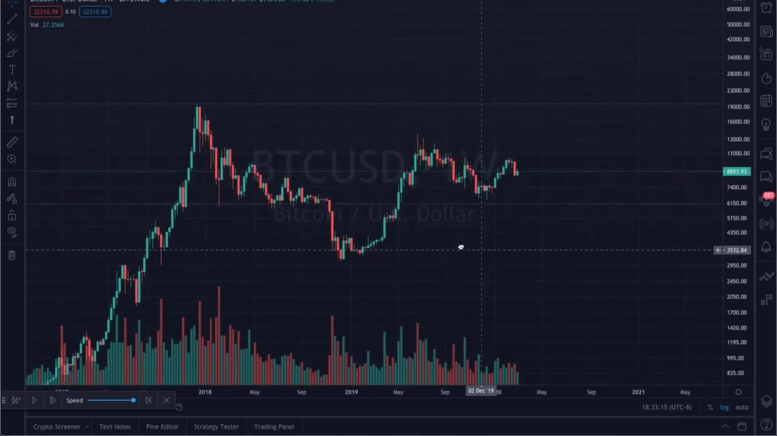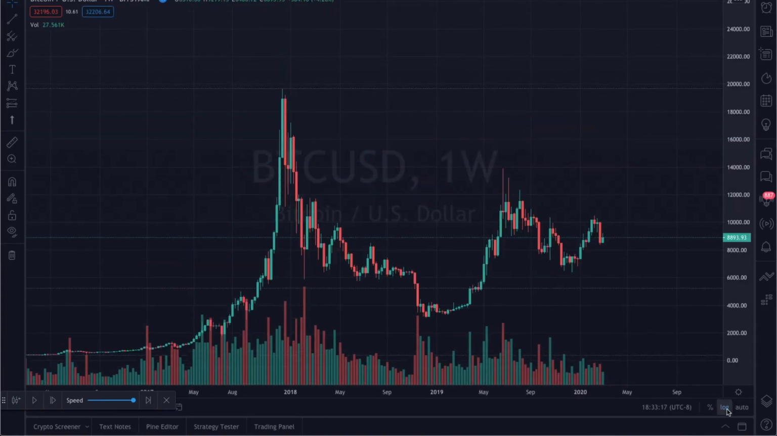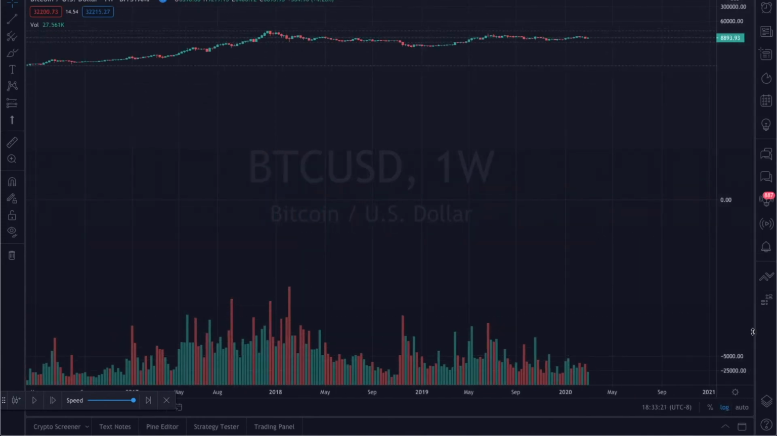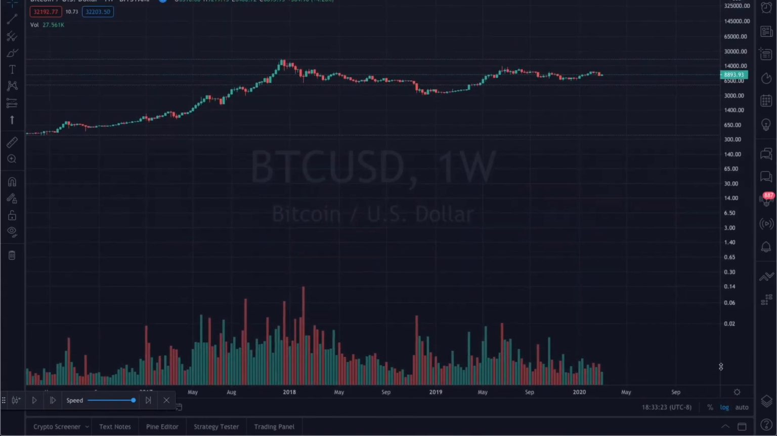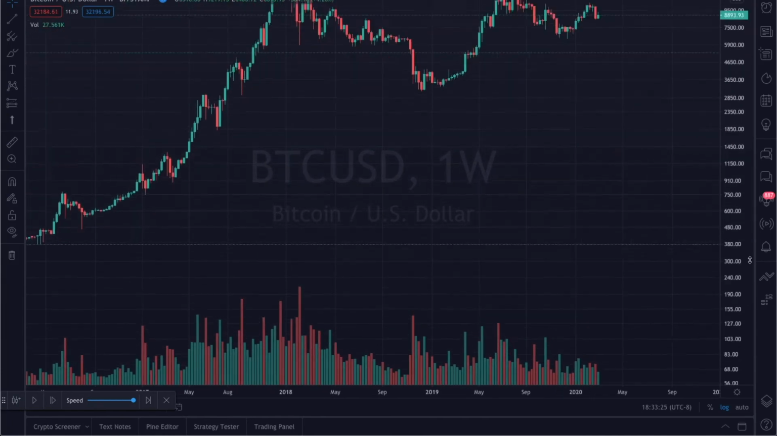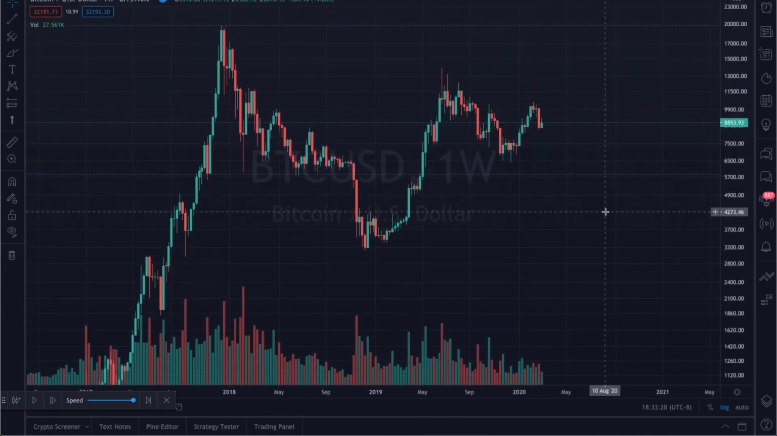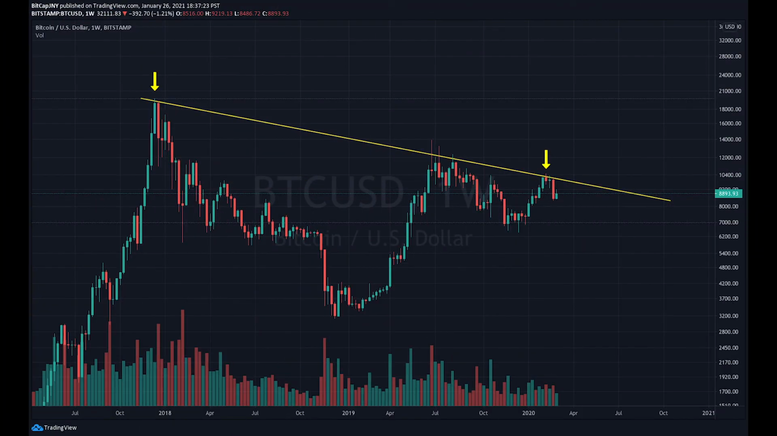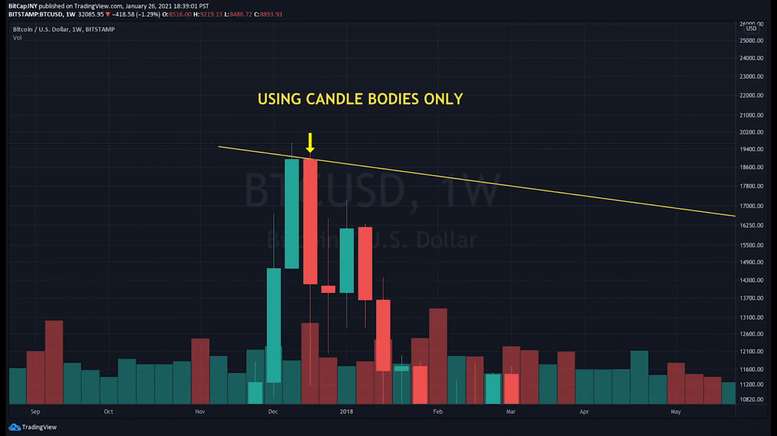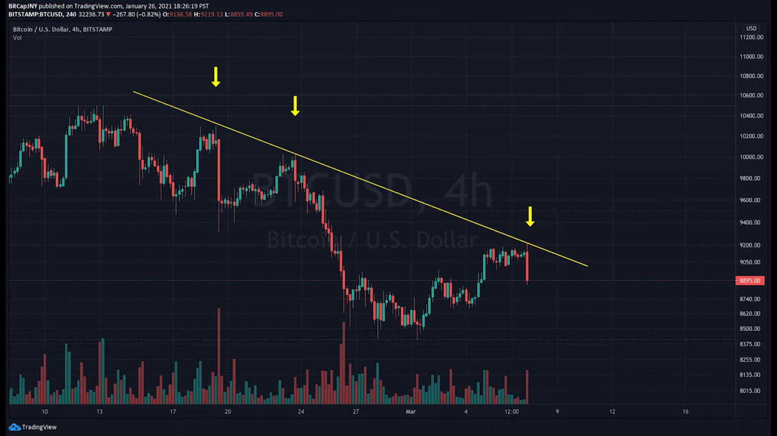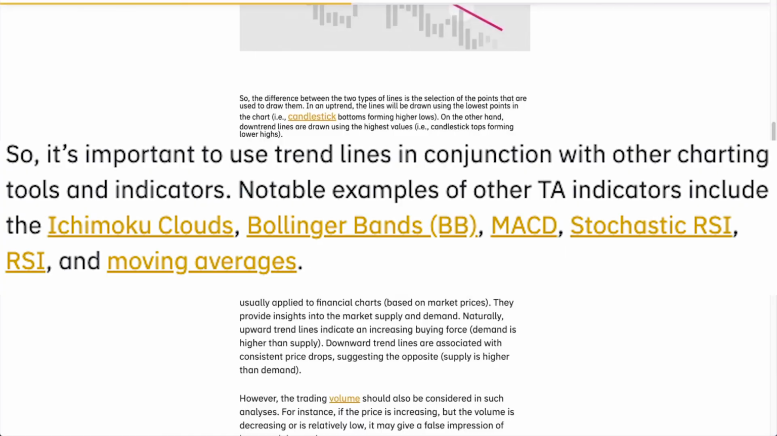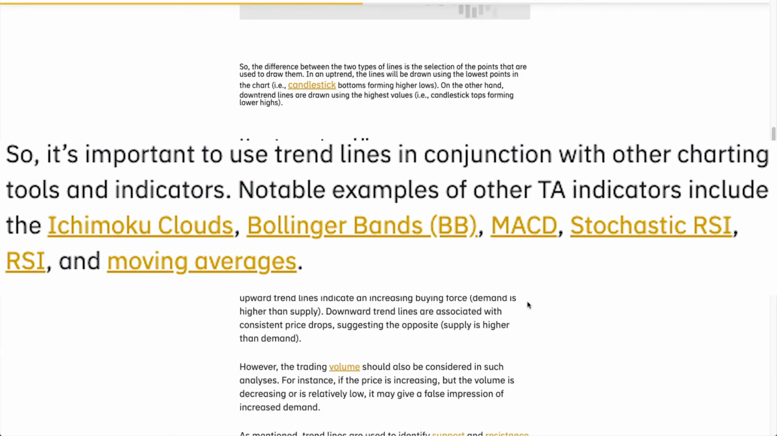While they are useful tools for technical analysis, trend lines are far from foolproof. The choice of points used to draw trend lines will affect the degree to which they accurately represent market cycles and real trends, making them somewhat subjective. For instance, some chartists draw trend lines based on the body of the candlesticks, disregarding the wicks. Others prefer to draw lines according to the highs and lows of the wicks. So it's important to use trend lines in conjunction with charting tools and indicators.